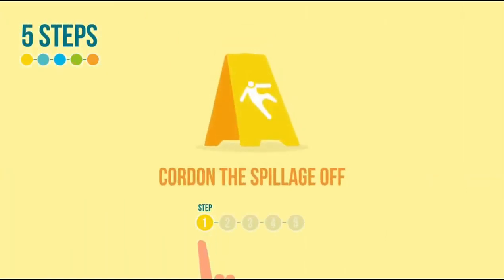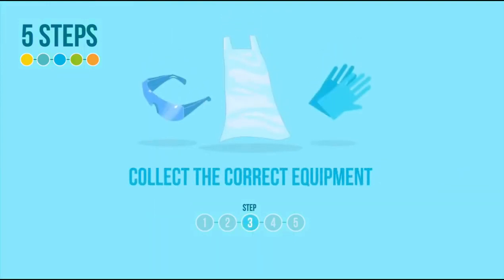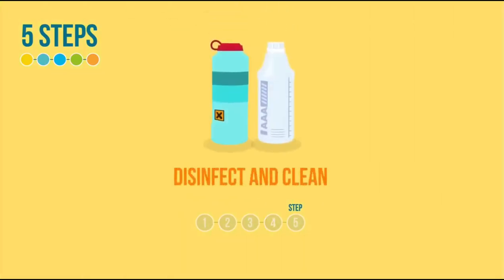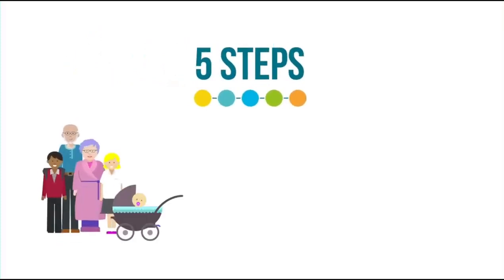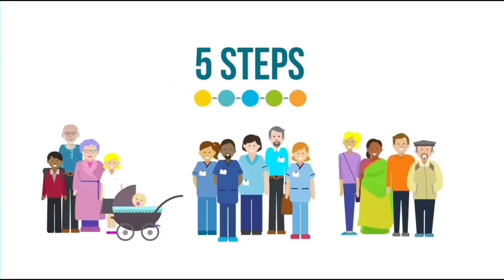Step 1. Cordon the spillage off. Step 2. Assess the type of spillage. The algorithm will help you here. Step 3. Collect the correct equipment. Step 4. Protect yourself. Step 5. Disinfect and clean. Following these steps ensures no harm comes to those we care for, other staff, visitors and ourselves.